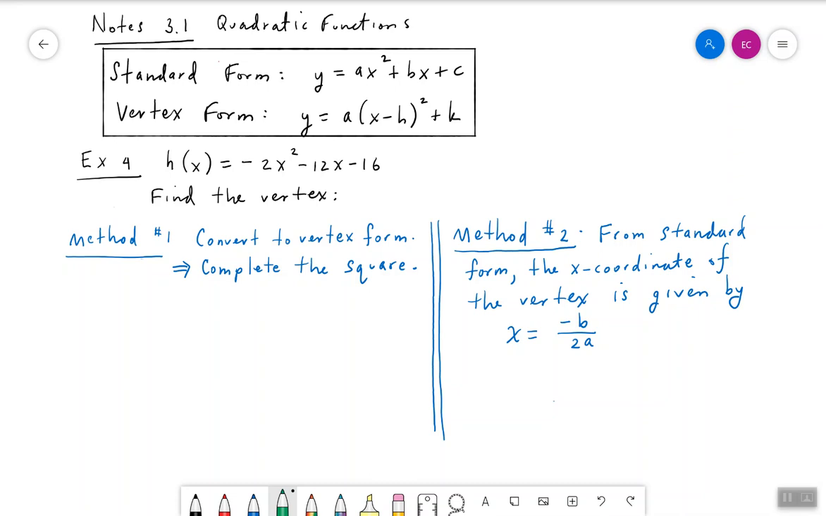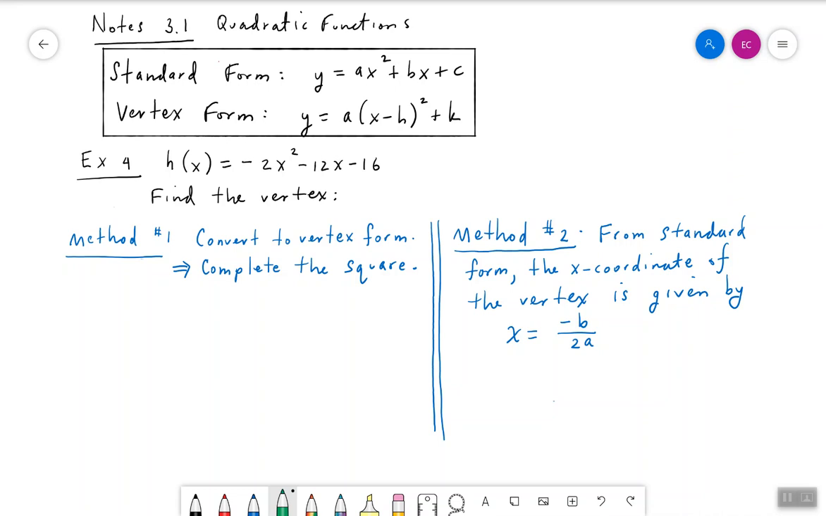Okay, I have another quadratic for us to graph. We have h of x equals negative 2x squared minus 12x minus 16. So that's in standard form. If we want to find the vertex, we know two ways to do it. We'll go through both methods. First, let's talk about completing the square.